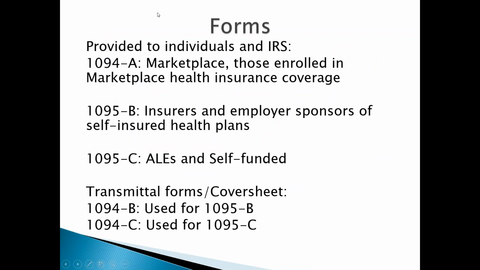So the different forms that are going to be used to report this: there's the individual form, which is 1094A, and that'll deal with the marketplace. There's 1095B, which deals with insurers and those employers who are sponsoring self-funded plans. And then there's 1095C, and this is for applicable large employers and self-funded plans. This is where we're going to focus today, on 1095C. Now the transmittal form, there's a cover sheet form, which is 1094C, that we'll also briefly touch on. So our main emphasis today is if you're an applicable large employer and you're filling in those forms.